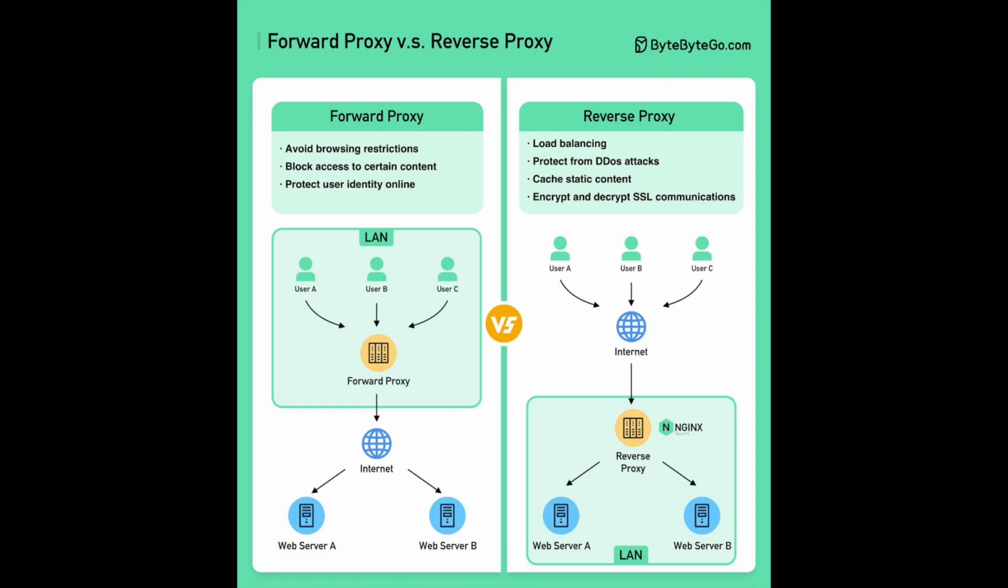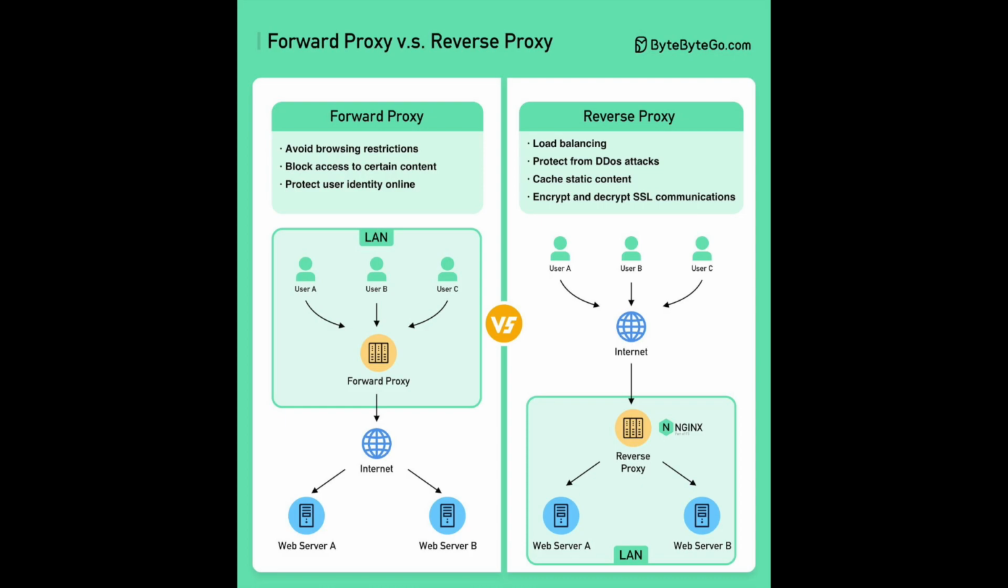This can be useful for clients who are behind a firewall or who want to access servers that are restricted by network policies. A reverse proxy server, on the other hand, is a server that sits between clients and servers and receives incoming requests from the clients on behalf of the servers. When a client makes a request to a reverse proxy server, the proxy server forwards the request to the appropriate server based on various criteria such as load balancing or geographic location.